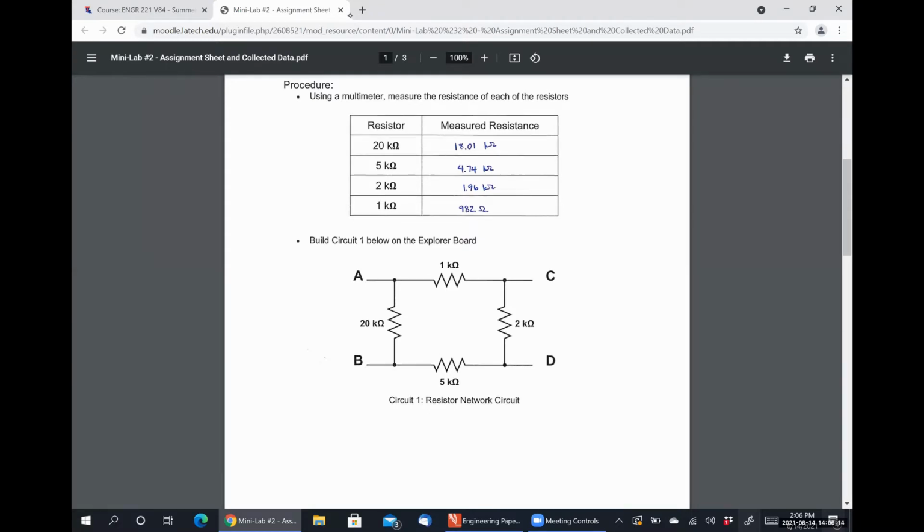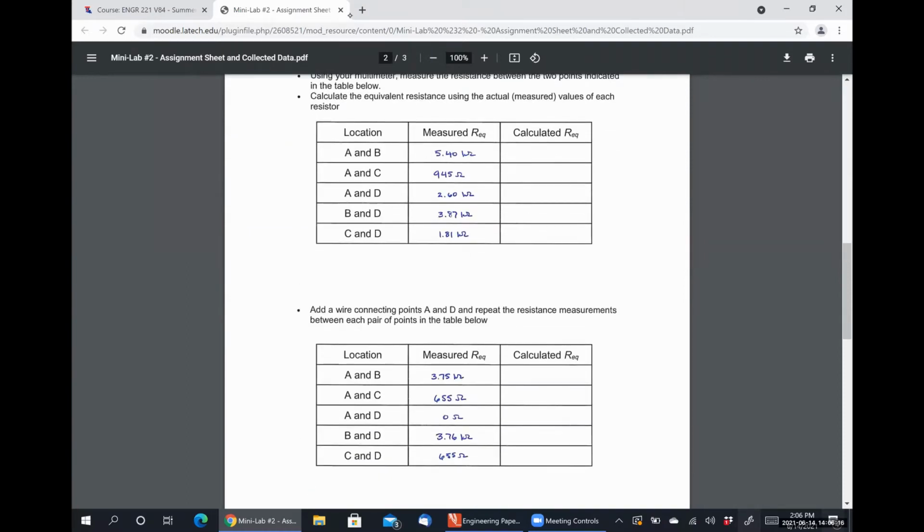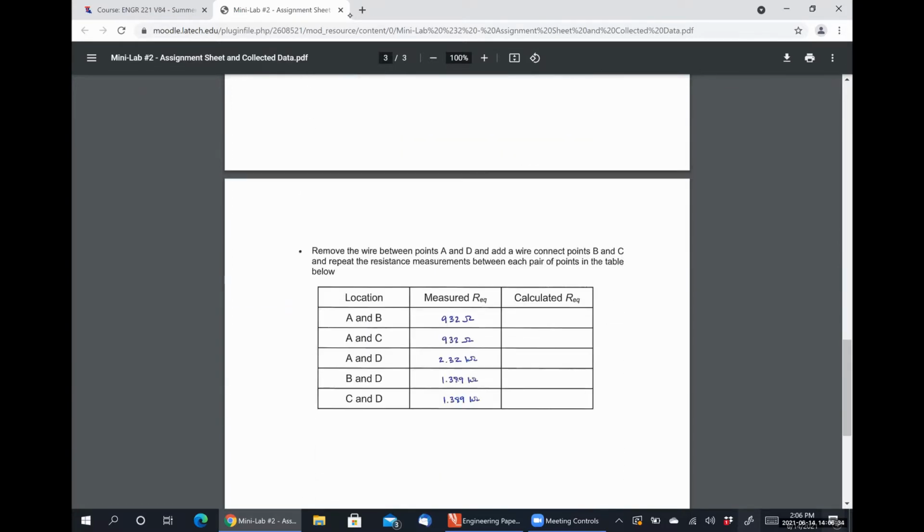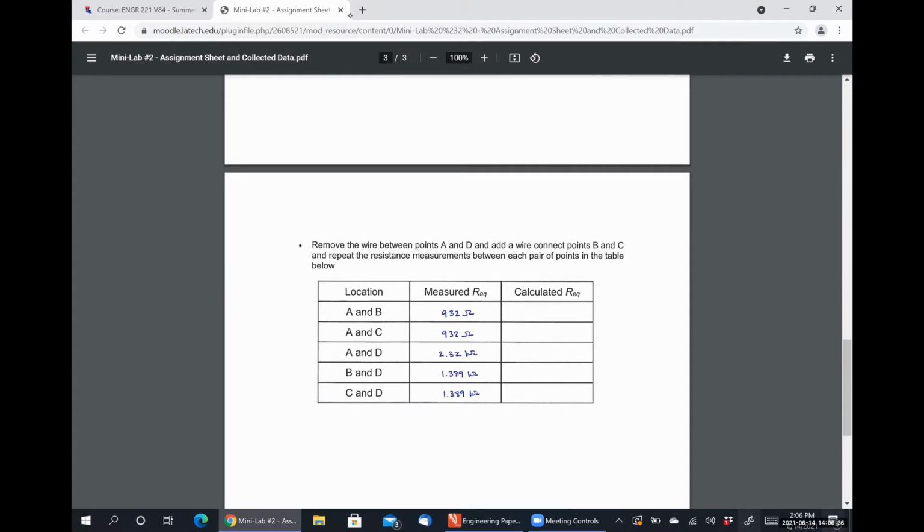There are a second and third part where in the second part, you're asked to connect a wire between points A and D. So for you guys, that means you're connecting a short circuit. So there's just going to be a 0 ohm resistor effectively connecting points A and D, and then you'll do your calculations again. And for the third part of the mini lab experiment, you place the short circuit between B and C, and then again, calculate the resistance between those 5 terminal pairs.